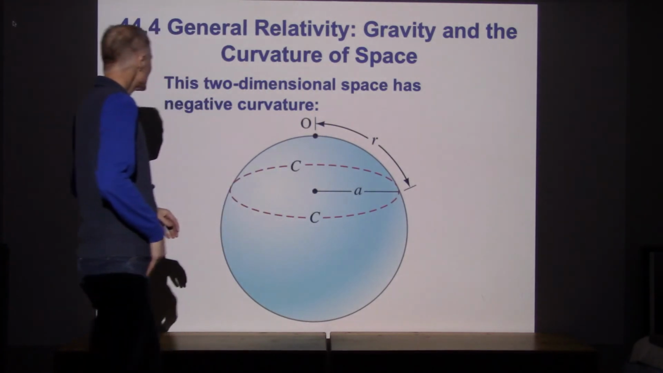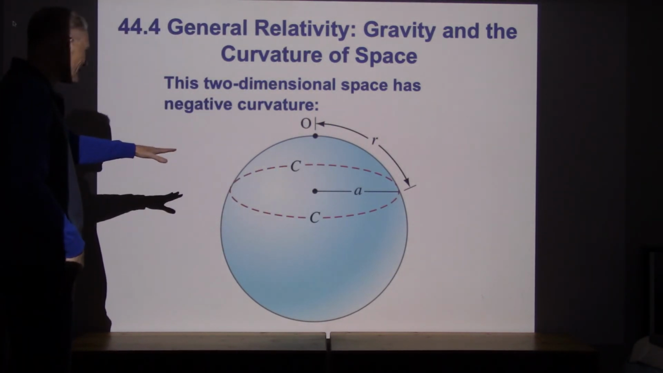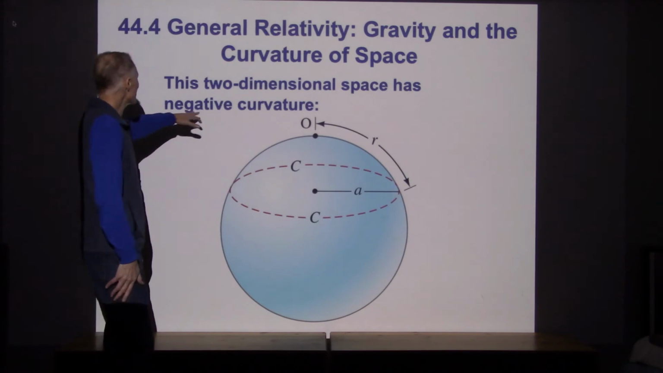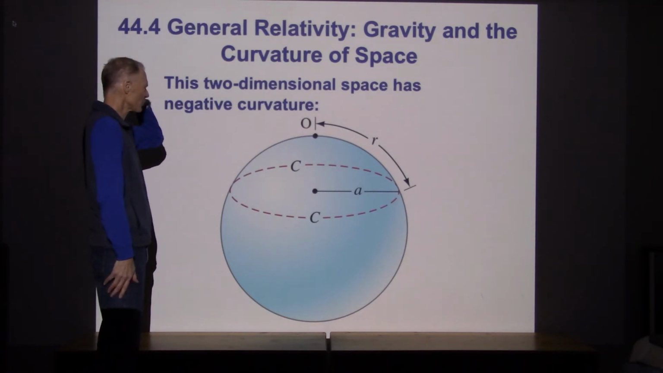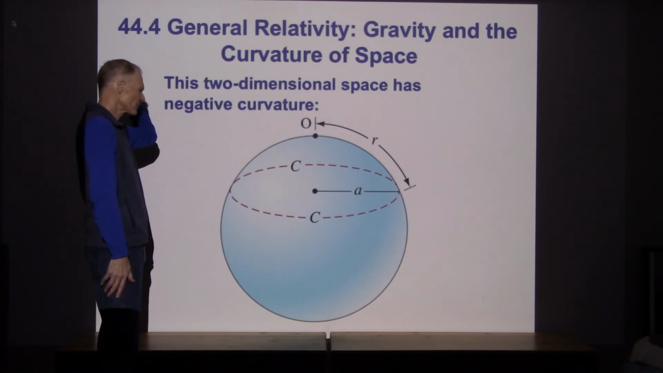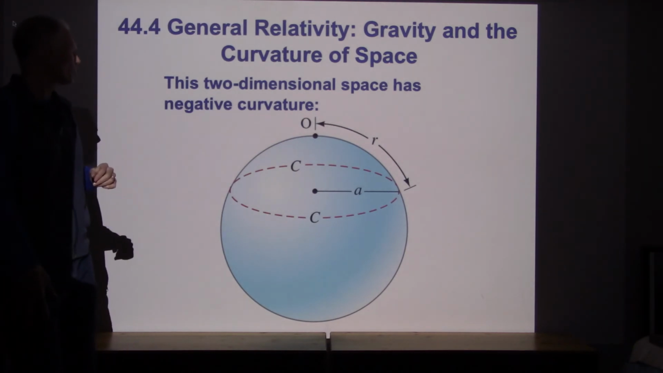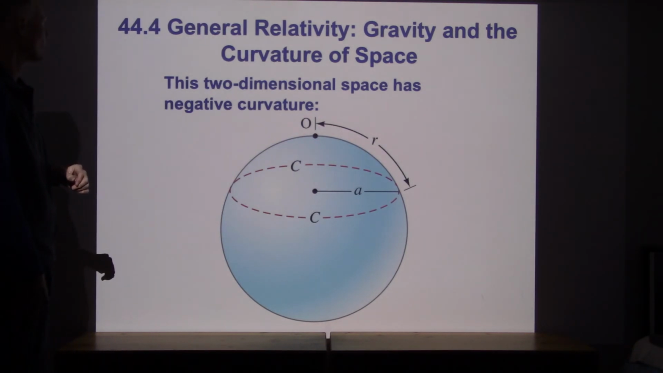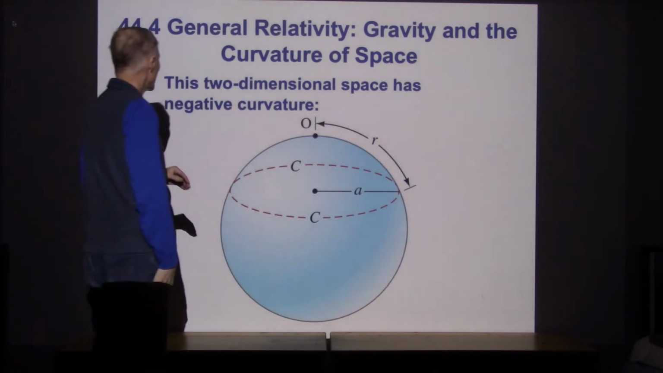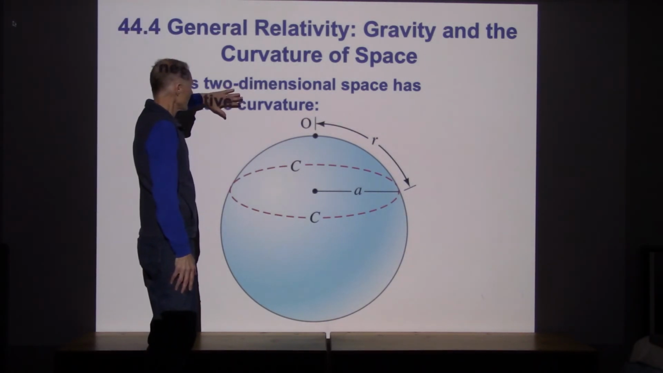And for some reason, this is not it. So this says this two-dimensional space has negative curvature. I don't think so. I'm not sure what they're referring to here. This looks like we're still in positive curvature. What this diagram does look like, so I'm gonna cross off the negative stuff.